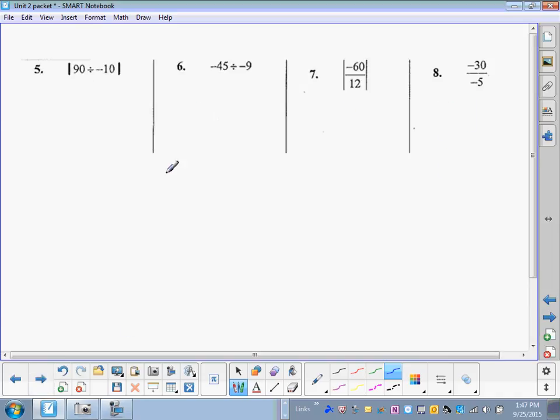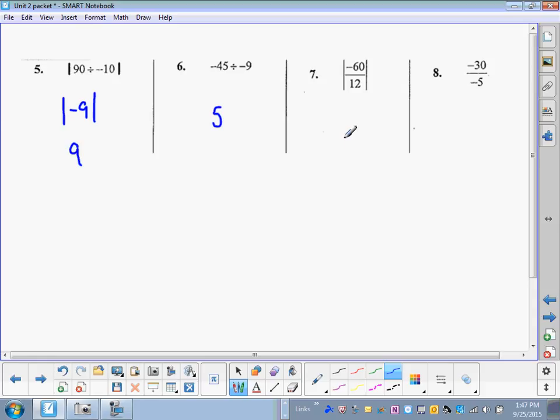Number 5, the absolute value of 90 divided by -10. 90 divided by -10 is a -9. The absolute value of -9 is 9. So remember to always calculate what's inside, and then when you're down to one number, then remove your absolute value bars. Number 6, -45 divided by -9. Well, 45 divided by 9 is 5. I have an even number of signs, so it's a positive 5.